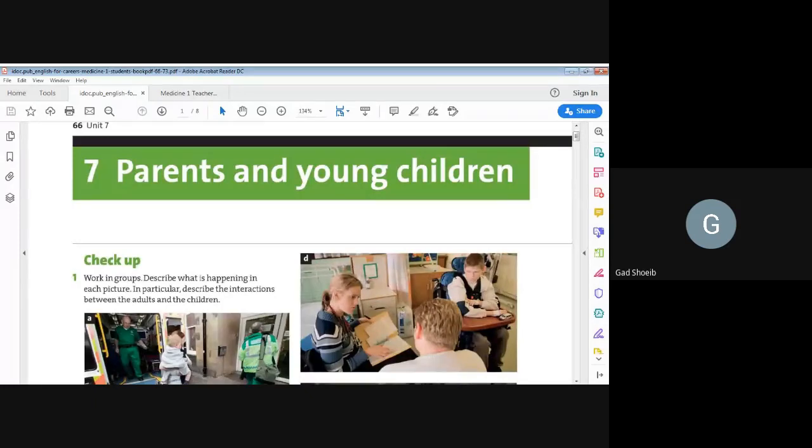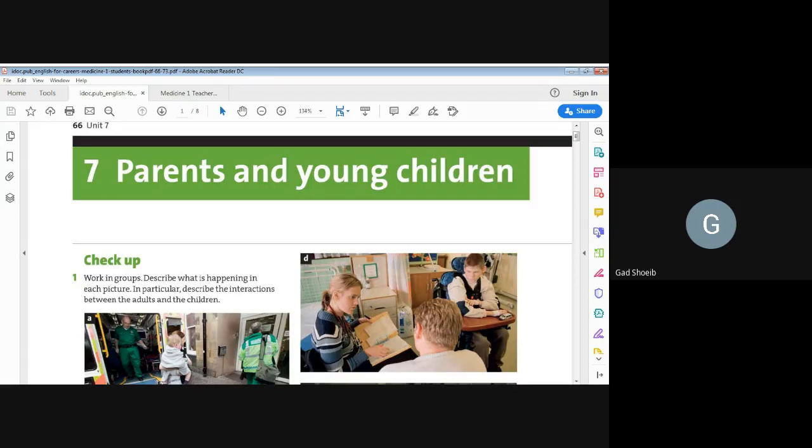So today we are going to start our new book. We are going to complete the medicine book, unit 7, which is about parents and young children. Parents and young children.